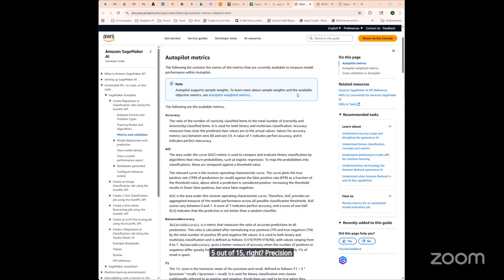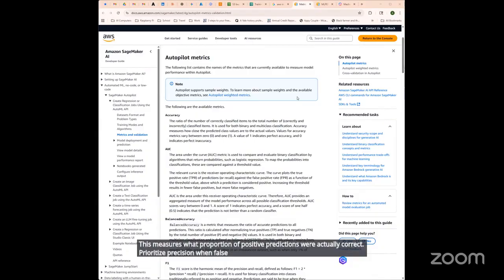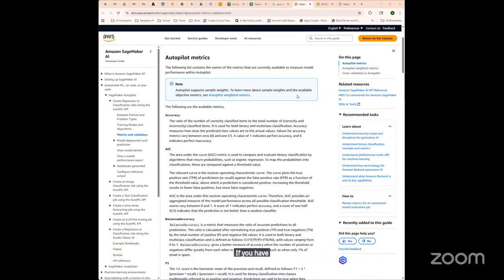Precision. This is the positive predictive value or relevancy. This measures what proportion of positive predictions were actually correct. Prioritize precision when false positives are costly, like medical tests or spam filters. If you have 5 true positives but 20 false alarms, your precision is just 20%.